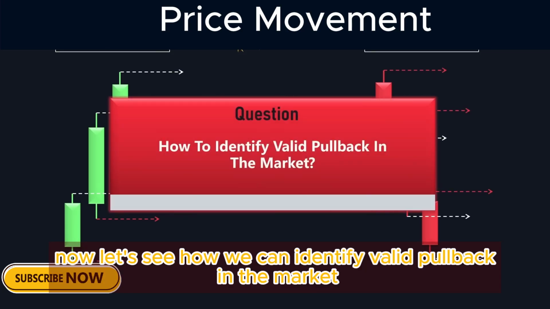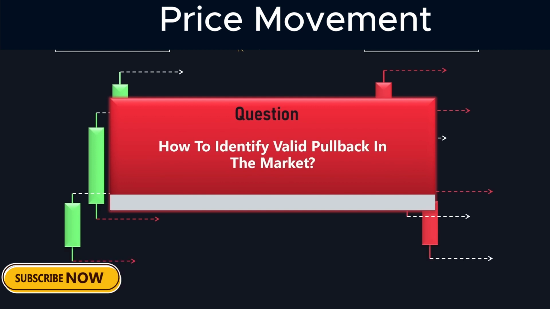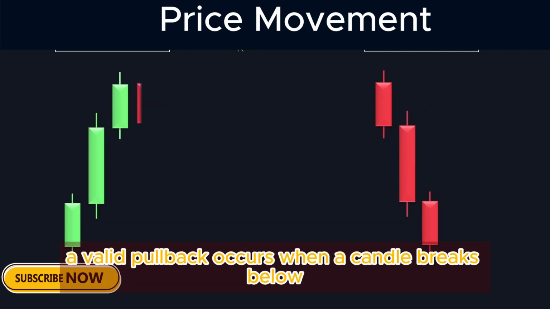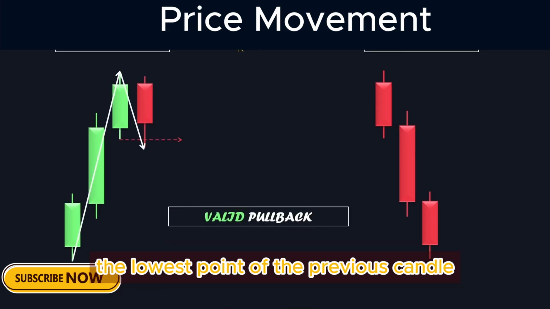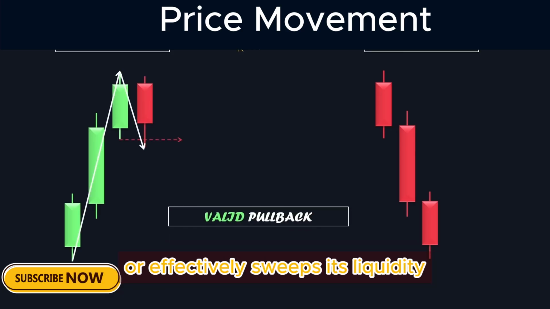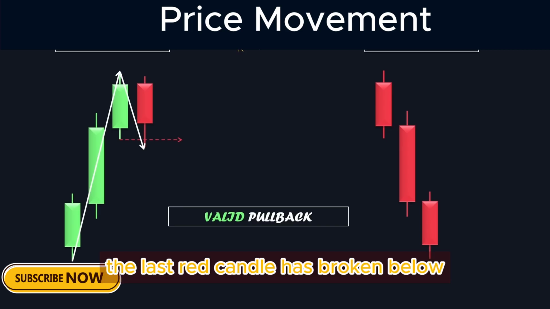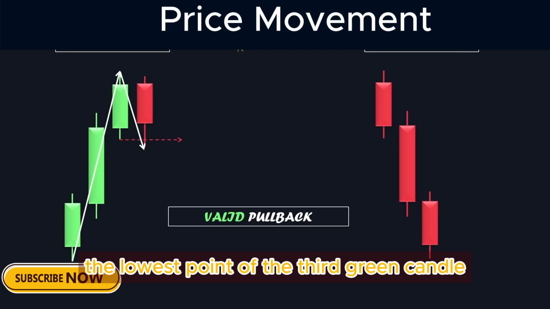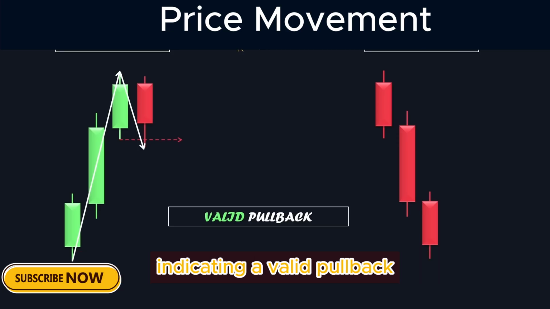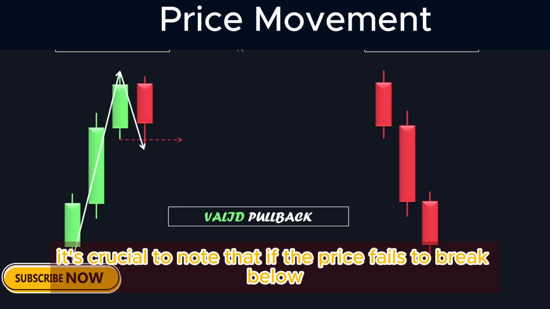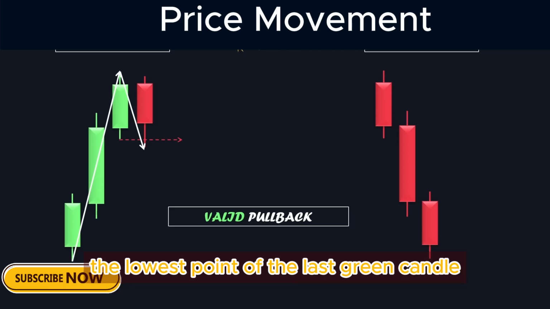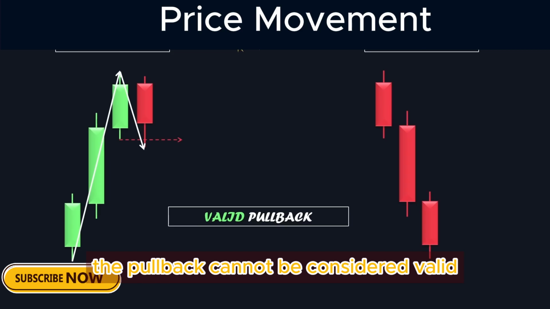Now let's see how we can identify a valid pullback in the market. In the bullish scenario, a valid pullback occurs when a candle breaks below the lowest point of the previous candle, or effectively sweeps its liquidity. For example, in the given illustration, the last red candle has broken below the lowest point of the third green candle, indicating a valid pullback. It's crucial to note that if the price fails to break below the lowest point of the last green candle, the pullback cannot be considered valid.